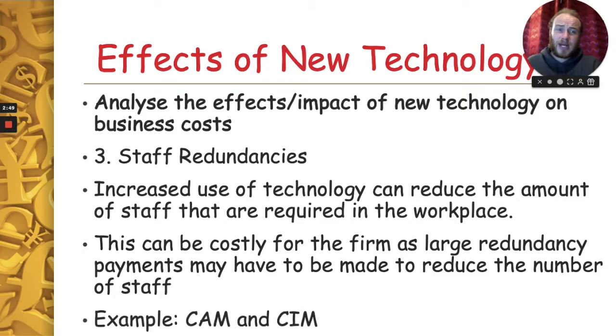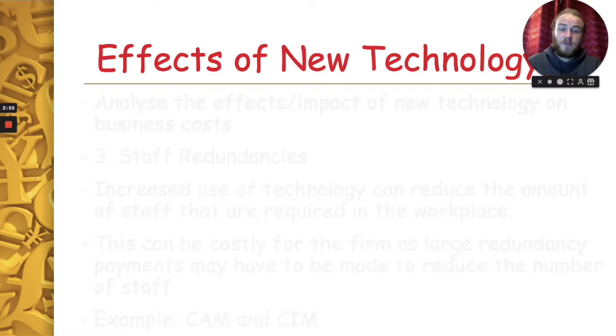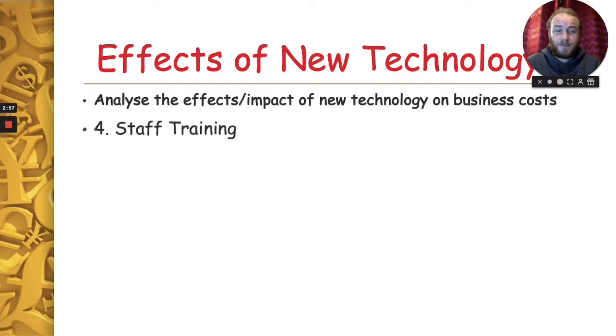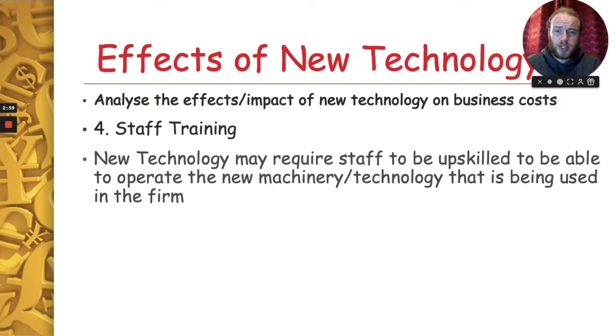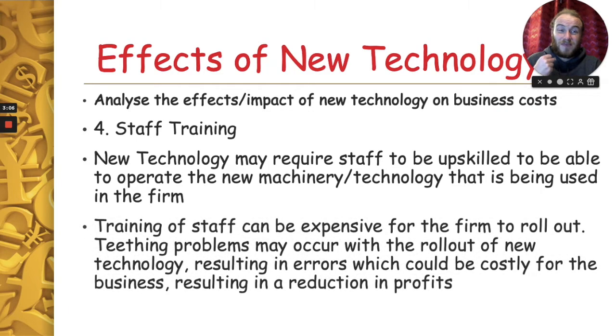So, for example, if you bring CAM or CIM operating systems into your business, that could result in large redundancies, which is a large once-off payment the business has to pay. Staff training is another cost, because if you get new technology into the business, staff may need to be upskilled to operate the machinery. They're going to have to be trained in that. Training can be expensive for firms to roll out, and there could be teething problems as the new technology is rolled out, which could cause errors. These errors could be costly for the business and could reduce business profits.